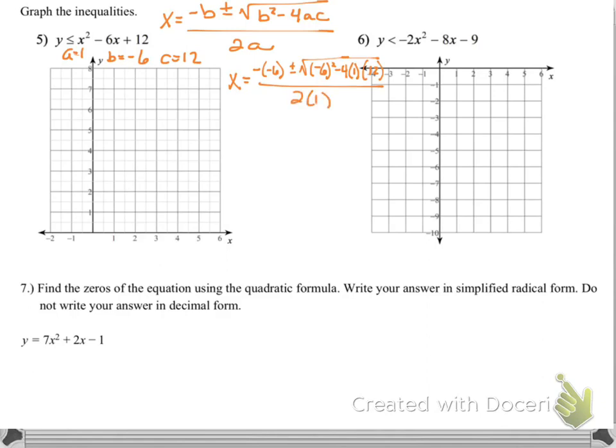So if I simplify my discriminant, b squared minus 4ac, I'm seeing 36 minus 48. Uh-oh, my discriminant is negative. So that means I'm actually not going to have any x-intercepts. If my discriminant is negative, there's no x-intercepts. So let's just plot some points then.